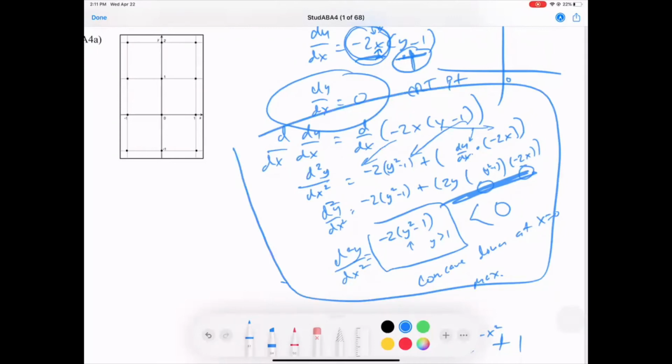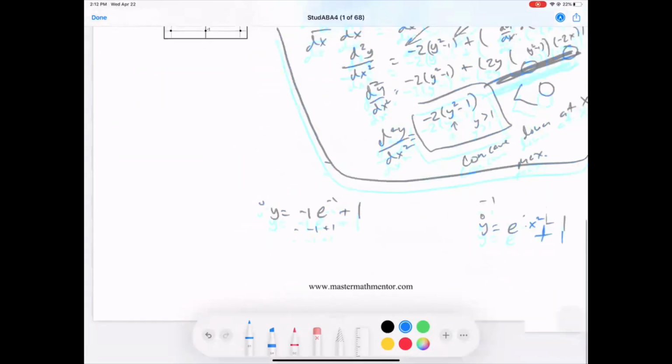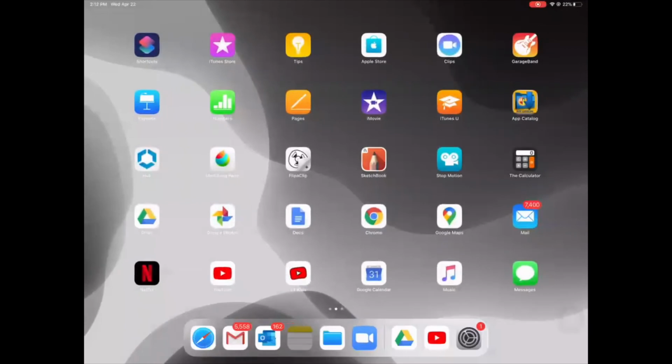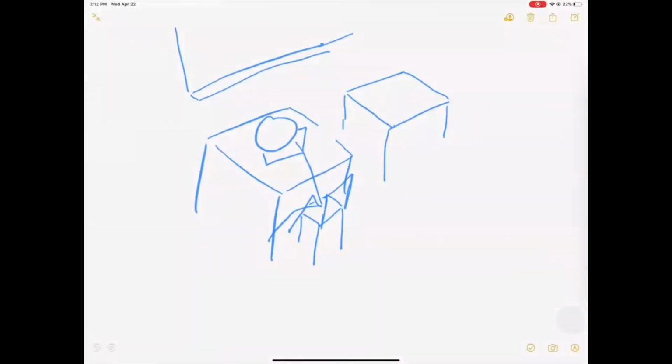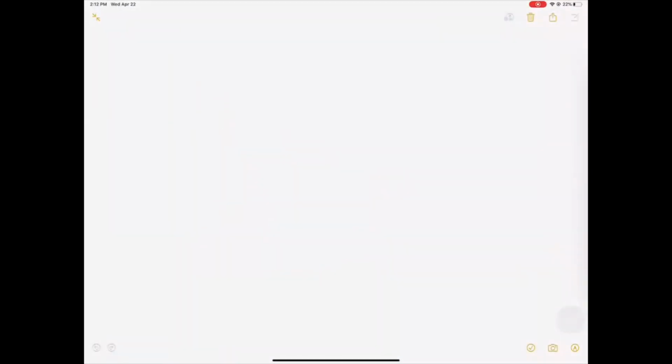Now, when we came up with our solution, the solution was y is equal to 1 minus e to the negative x squared. And we're saying limit as x approaches 0 of 1 minus e to the negative x squared over tangent of x squared. Okay.